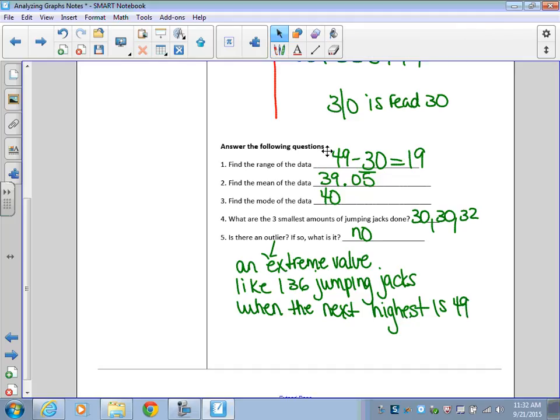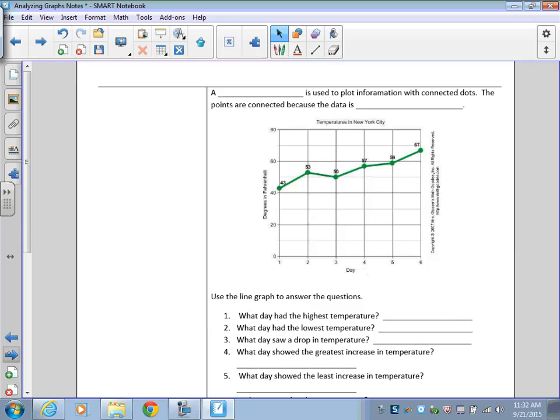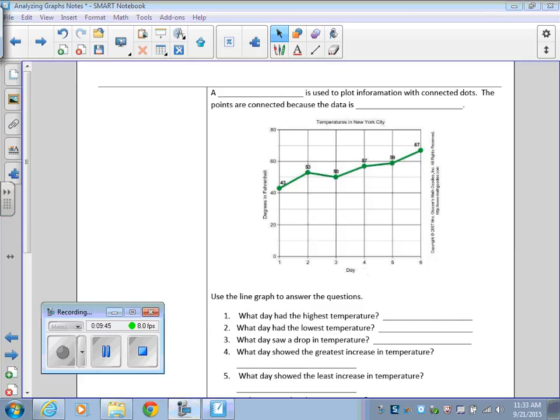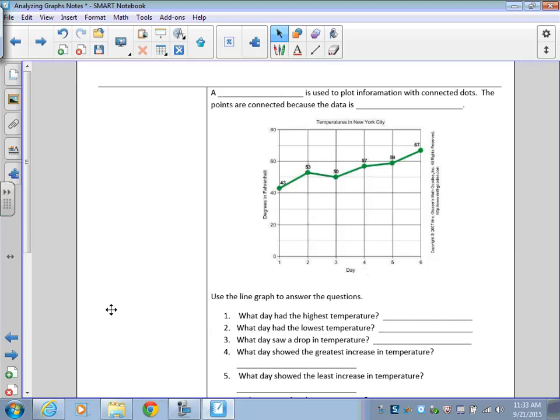Page number 2. Let's move forward to page number 3. On page number 3, we're going to talk about a line graph.